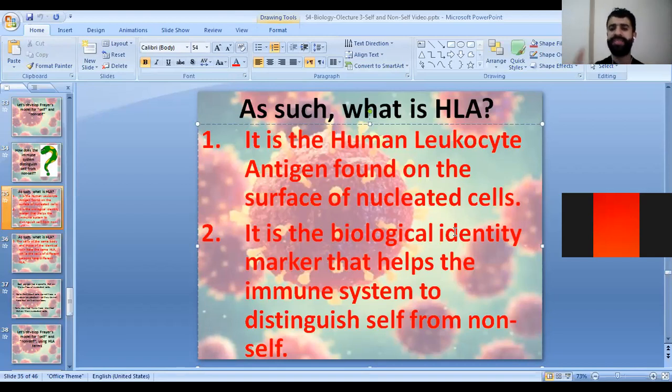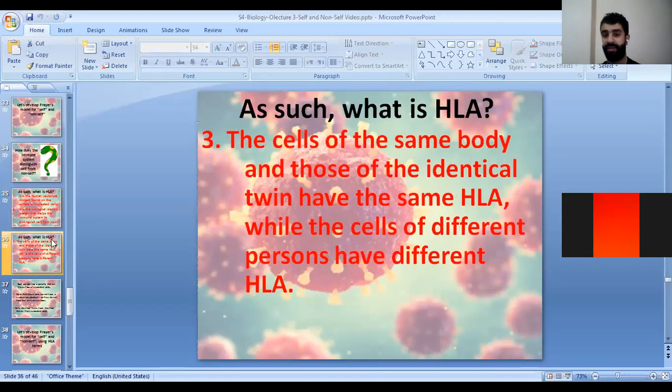What is HLA? It's the biological identity marker that helps the immune system. For example, I'm a student of the International School of Innovation. So I have the logo of the ISI found here on my chest. This logo can tell all the countries and all the students that I'm a student of the ISI. So HLA is like the ID. It tells the immune system that I am self. You don't have to kill me. So HLA is like the ID for the cells. It helps the immune system to distinguish between the self and non-self.